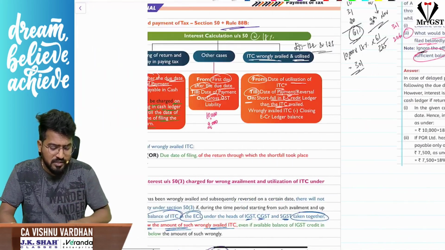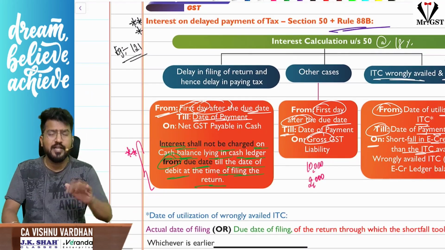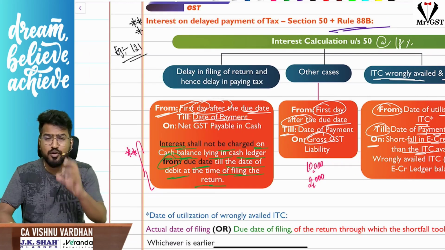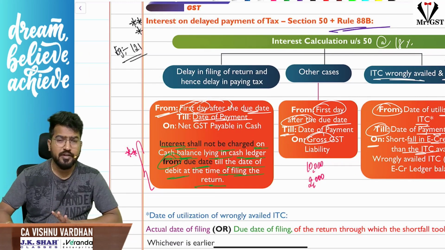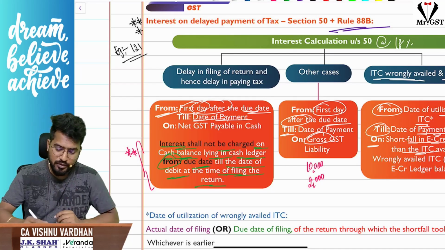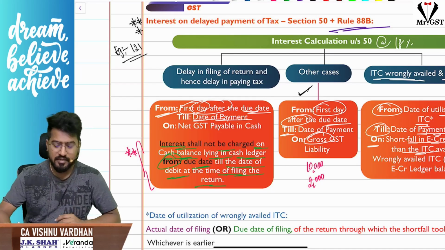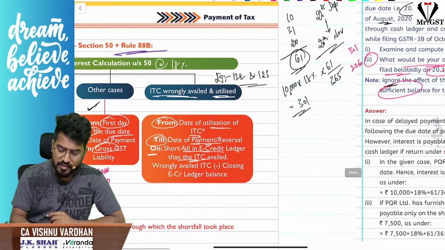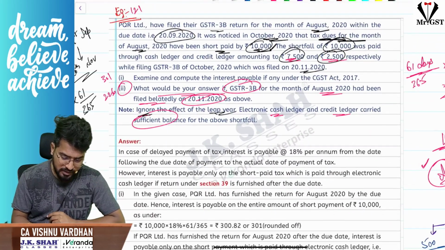And of course, if at all any other case of delay in payment of tax, not because of delay in filing the return, any other case, like you forgot to give the invoice in that particular return, or any other reason, but not for delay in filing the return, in that case the GST interest will be on gross liability, not on net liability. You can just go through this example here.